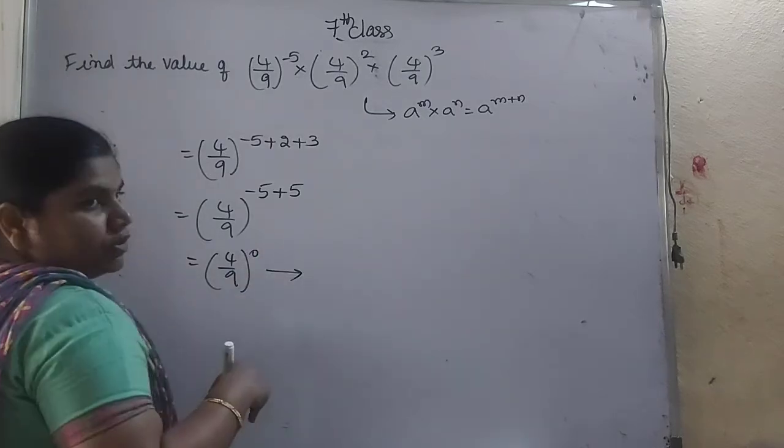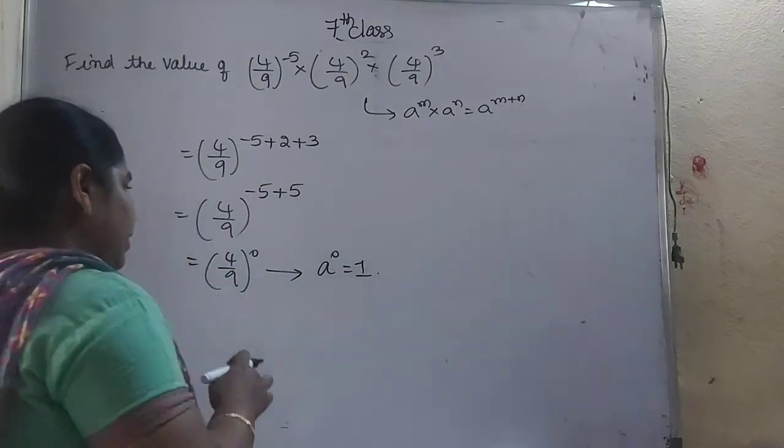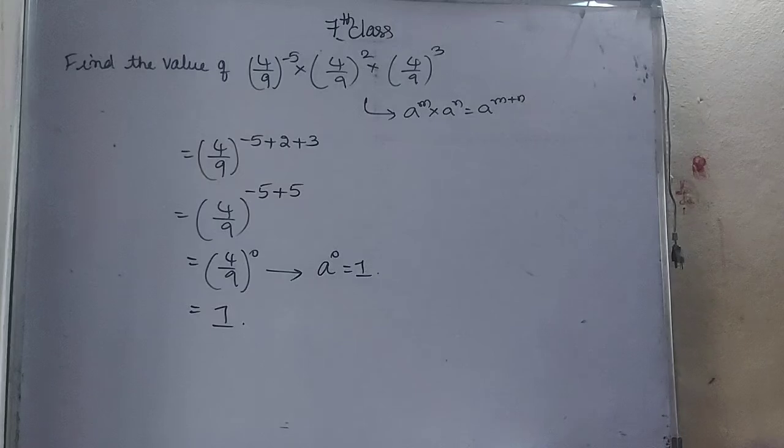Now this is in the form of which condition? That is a power 0 is equals to 1. So any number to the power of 0 will be how much? 1 only. So this is our another example, and you have to write all these in your classworks.